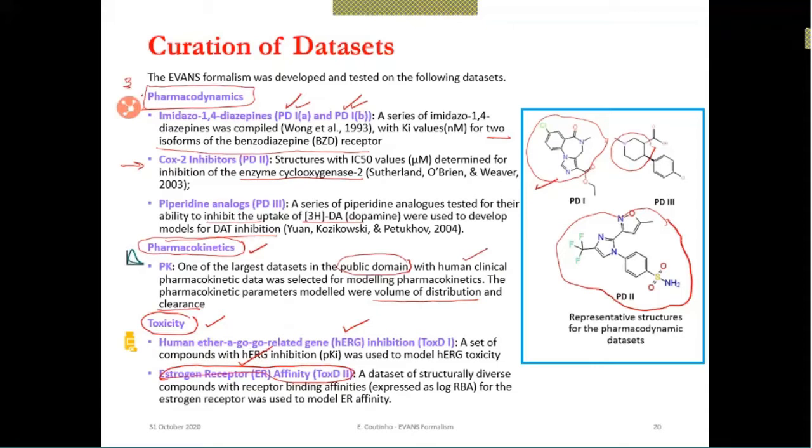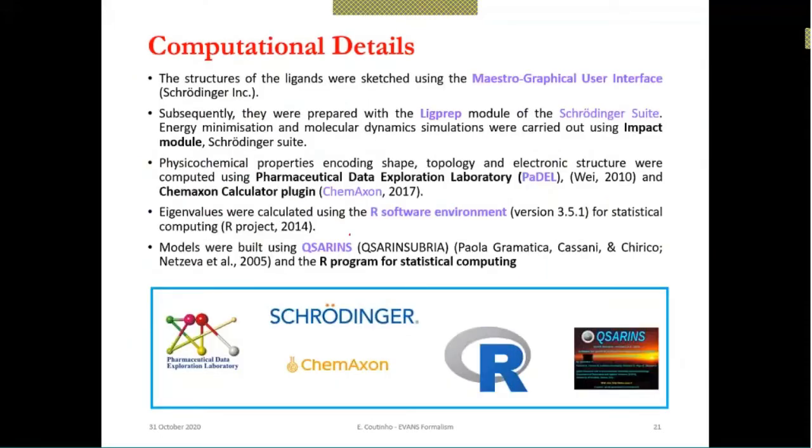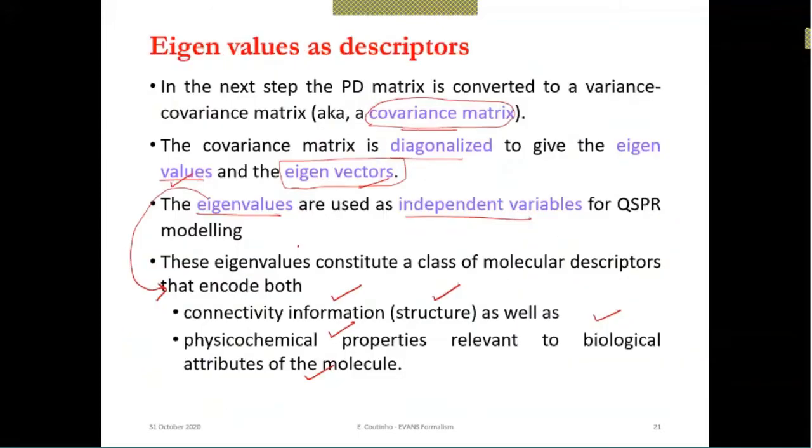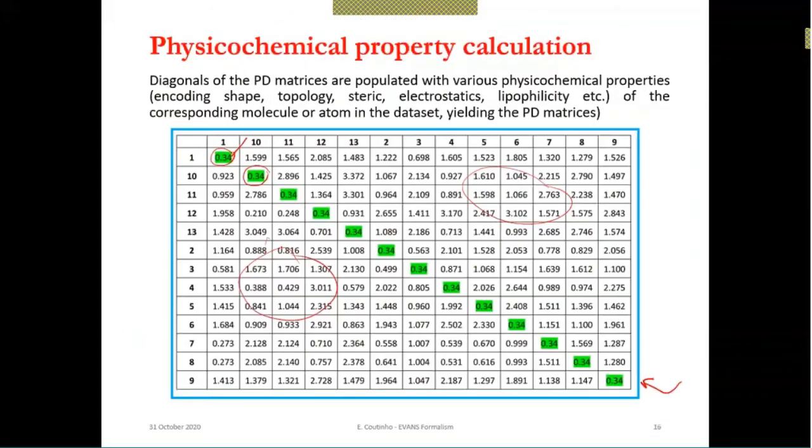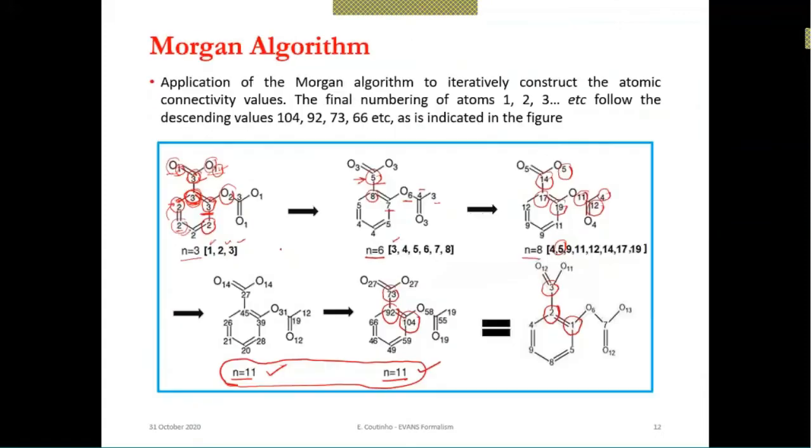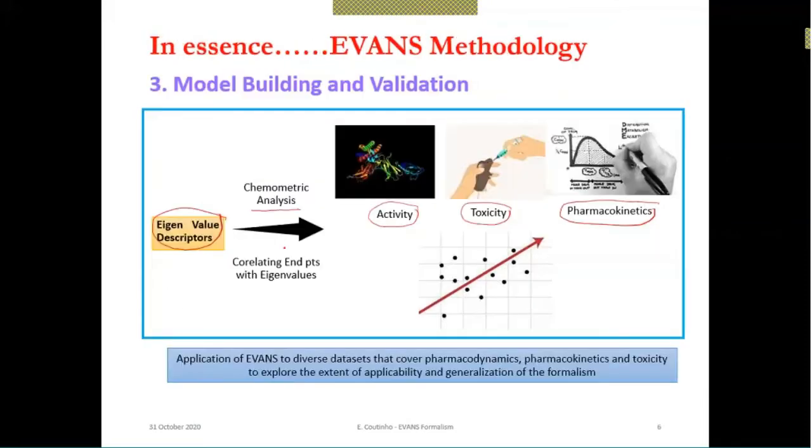So let me give you the results of how EVANS behaves with the pharmacodynamics, the pharmacokinetics, and the toxicity. As I told you, basically the eigenvalues are then correlated to the pharmacodynamics, the pharmacokinetics, and the toxicity using some chemometric method. And I said in the beginning that we use both linear and non-linear modeling.